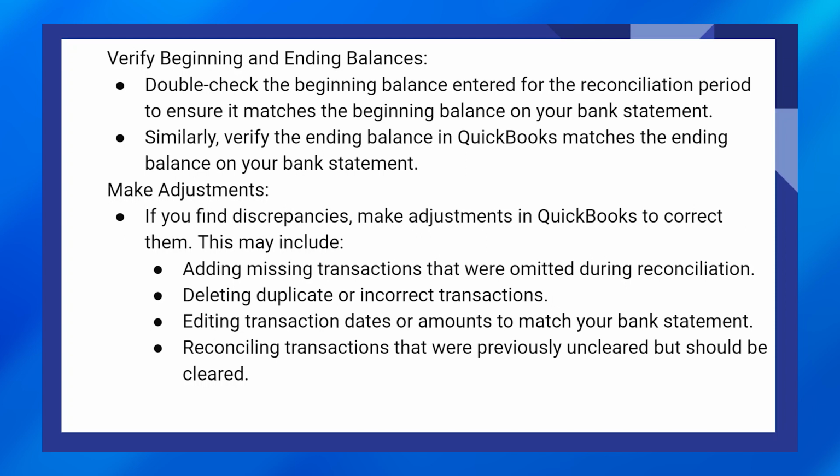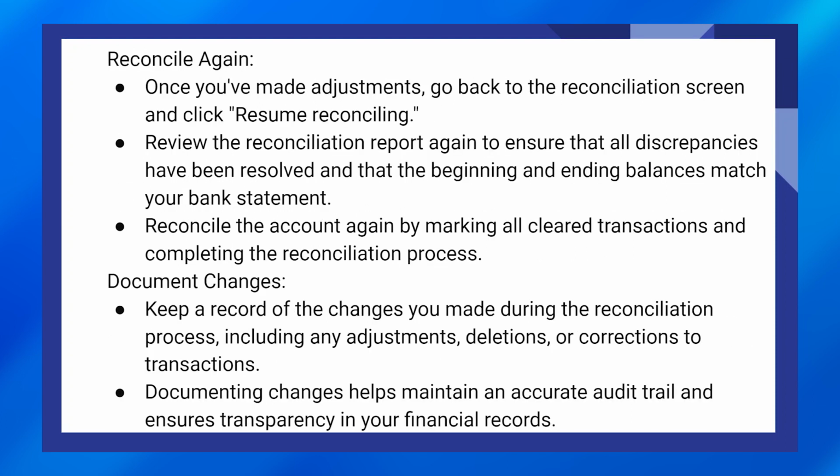If you find discrepancies, make adjustments in QuickBooks to correct them, adding missing transactions that were omitted during reconciliation, deleting duplicate or incorrect transactions, editing transaction dates or amounts to match your bank statement, reconciling transactions that were previously uncleared but should be cleared. Once you've made adjustments, go back to the reconciliation screen and click Resume Reconciling.